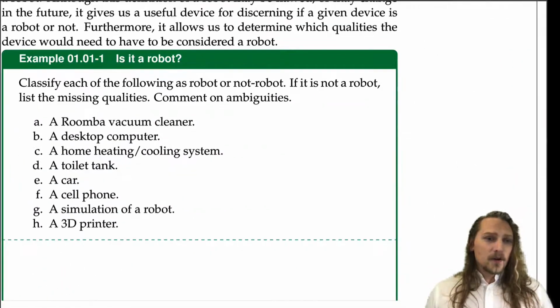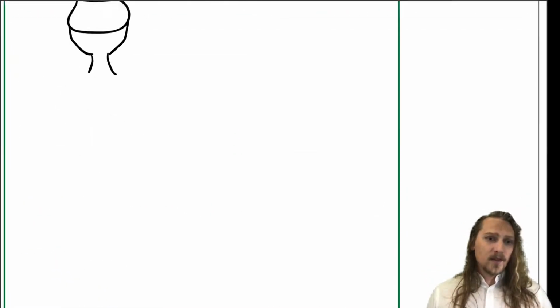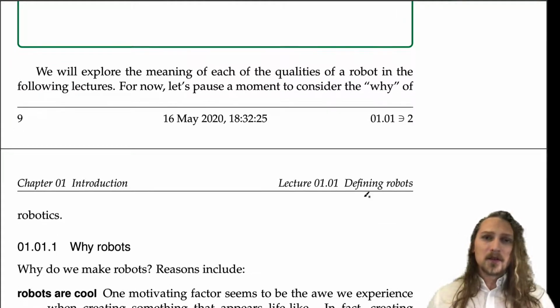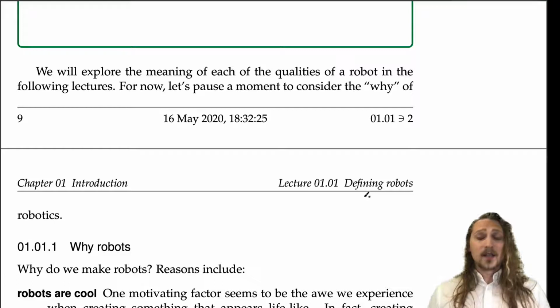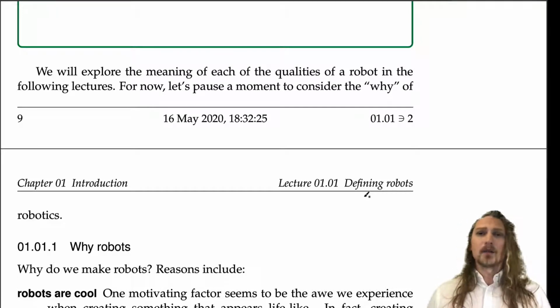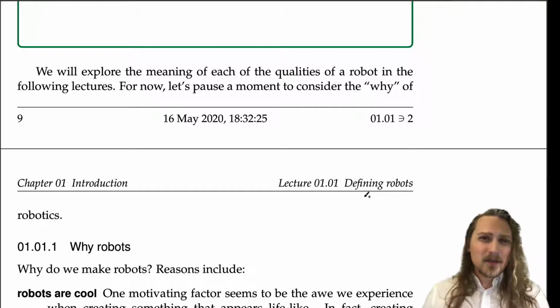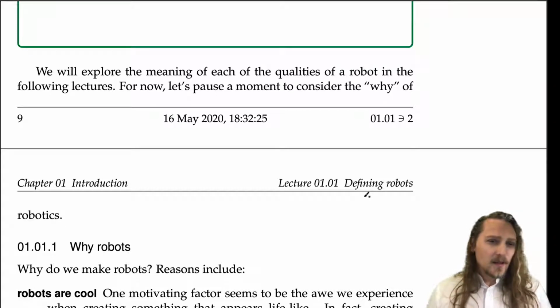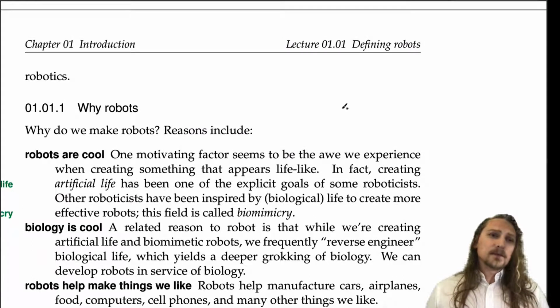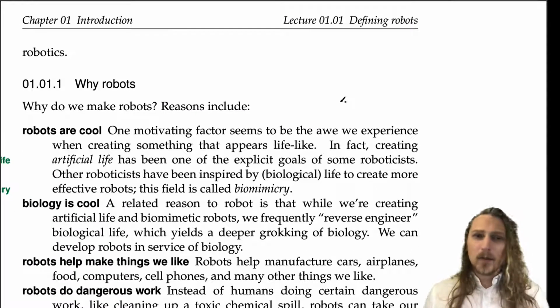All right, so that is our example, and we'll explore the meaning of each of these qualities of a robot in the following lectures. For now, let's pause a moment to consider the why of robotics. We've now considered what a robot is, robotics being the study of robots. And now we want to talk about why robots. Why do we make robots?